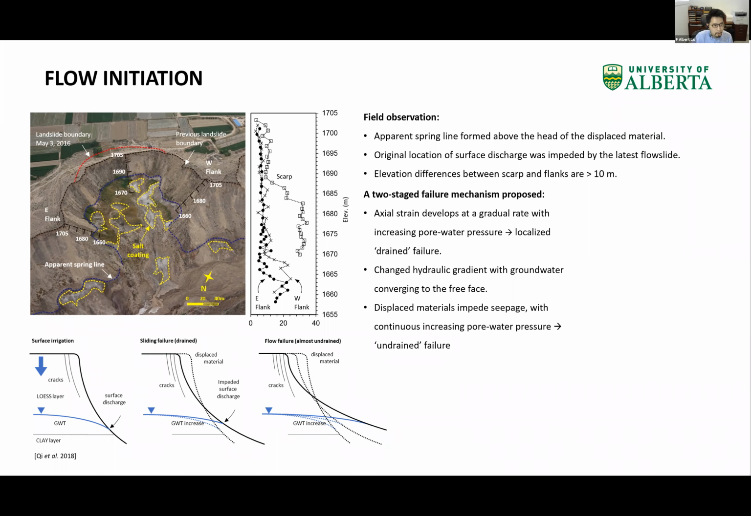Appears not moving. Okay. Now let's look at this particular conceptual model.